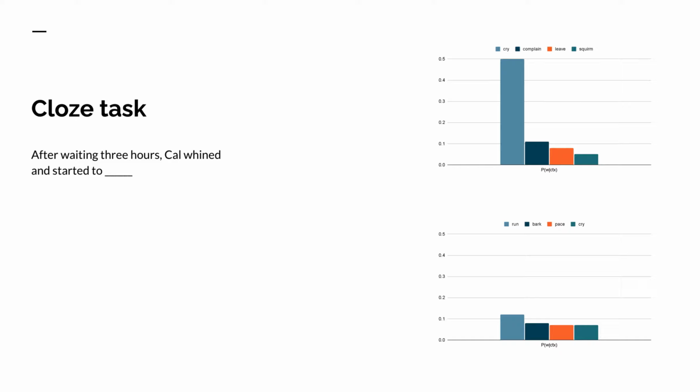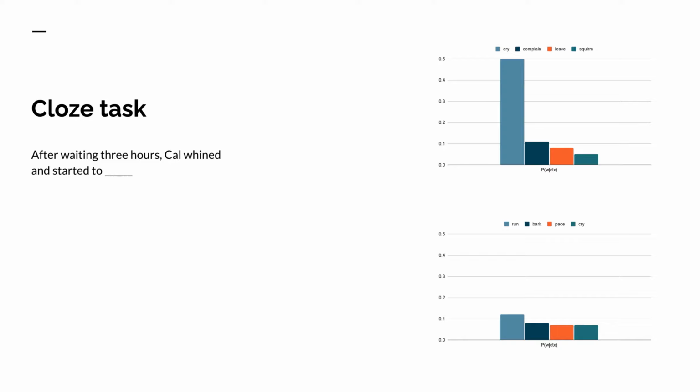Victor Sang is a visiting PhD student in Coastal, has evaluated a lot of language models and how they align with the lexical preferences of different demographics. So what we have is a lot of Cloze data for different demographics. So basically human continuations of sentences like "after waiting 3 hours, Cal whined and started to." So you can compare that with language models.